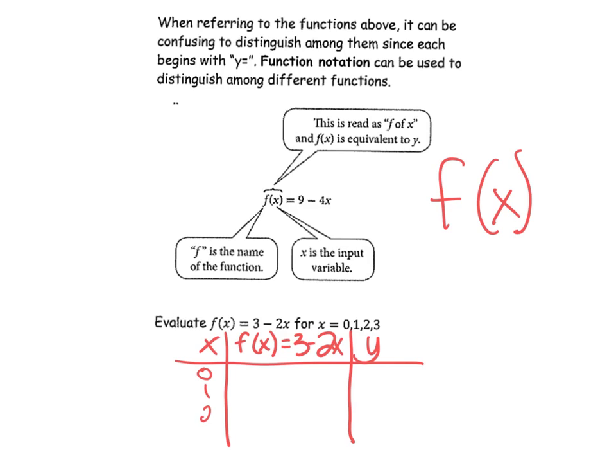0, 1, 2, 3. 3 minus 2 times 0 is 3. 3 minus 2 times 1. I already messed up. 3 minus 2, 1. 3 minus 2 times 2, 3 minus 4. 3 minus 2 times 3, 3 minus 6. So easy. You're plugging in numbers, you're getting an answer out.